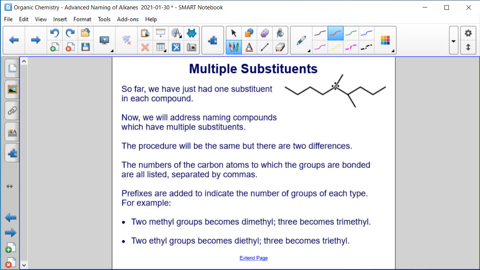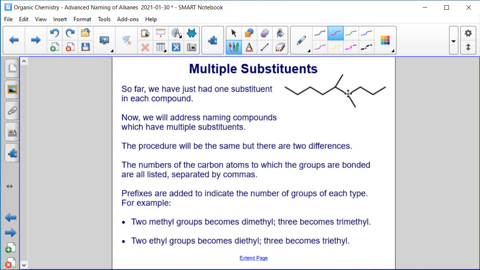And you can see here in this image, we have some branches coming off of what appears to be the main branch. The procedure here is going to be the same as what we've been doing for the last 70 slides, okay? But there will be two differences. First of all, the numbers of the carbon atoms to which the groups are bonded are all listed and separated by commas, and then prefixes are added to indicate the number of groups of each type. For example, 2 methyl groups on a compound would be dimethyl.